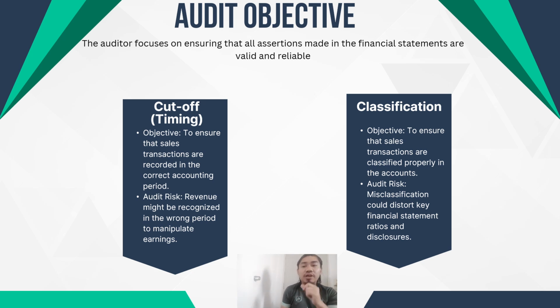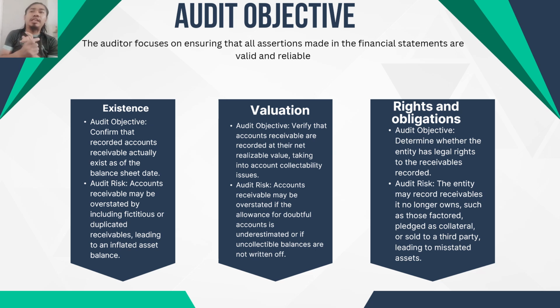Also, they verify that items such as allowance and discount are recorded separately and not combined with the gross sale, ensuring transparency in the reporting. Okay, for this slide, we are going to talk about existence, valuation and allocation, and also rights and obligations.